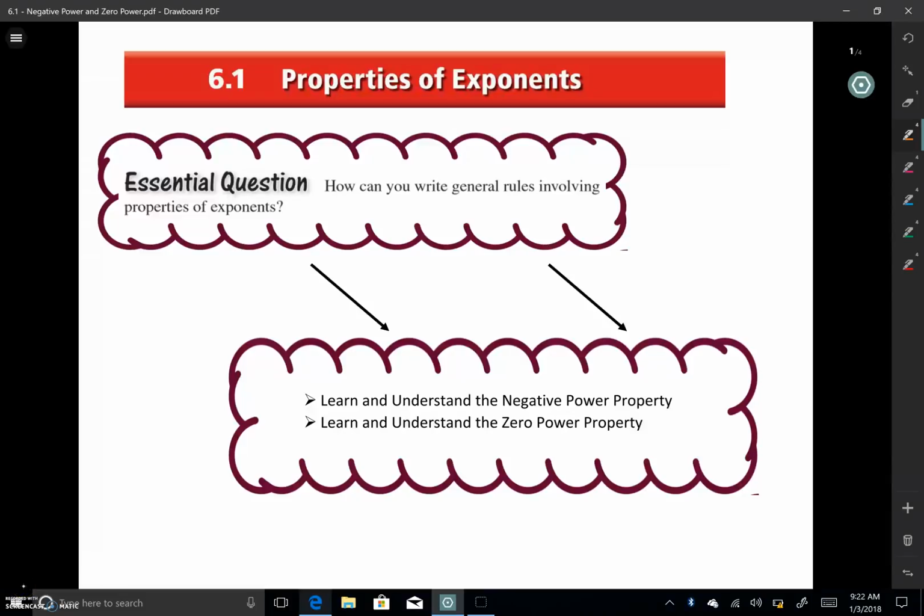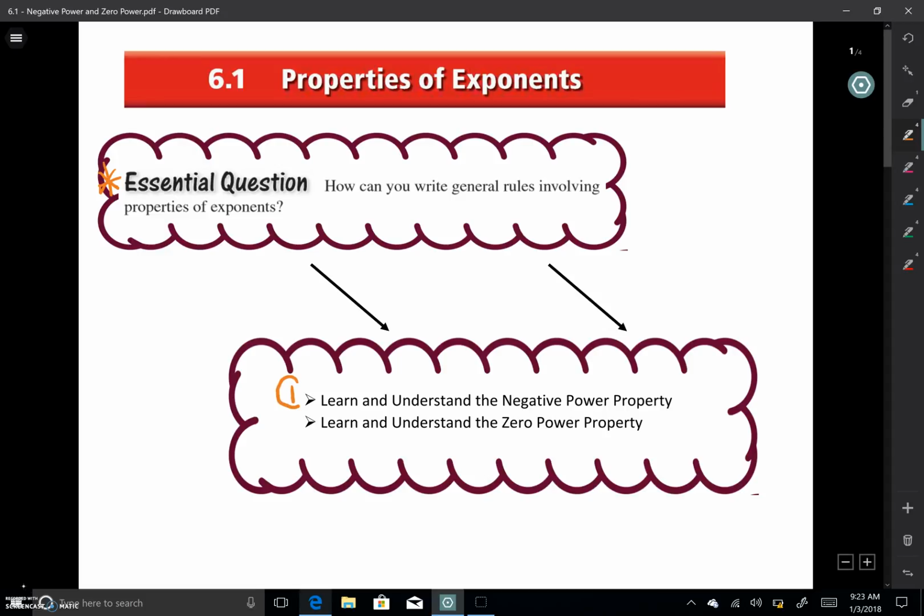Alright guys, welcome to the second video for 6.1, Properties of Exponents. As I mentioned in the last video, our essential question is going to stay the same. How can you write general rules involving properties of exponents? However, in today's video, our learning objectives are different.